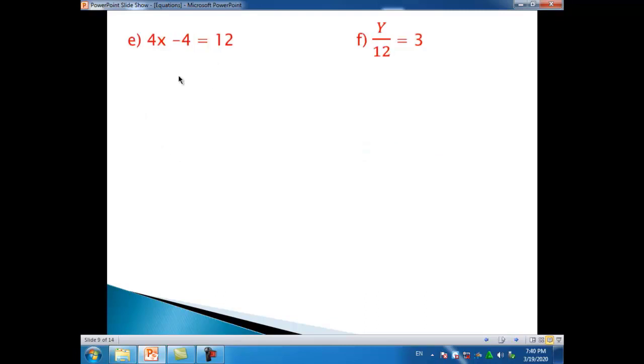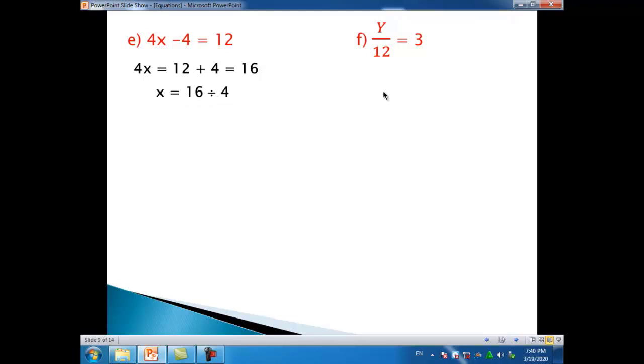Letter E, 4x minus 4 equals 12. The 4 will go to the other side with, yes, plus. So 4x equals 12 plus 4, which equals 16. Now 4x equals 16. Then the 4 will go to the other side with what? Yes, divide. Then x equals 16 divided by 4.